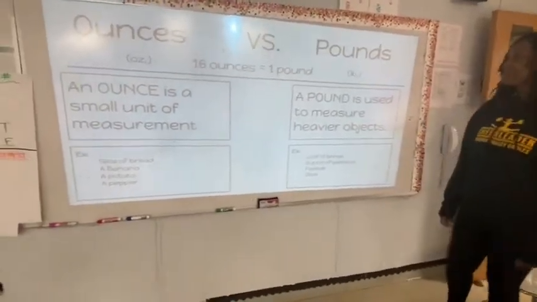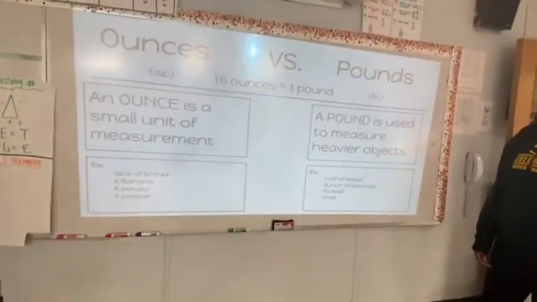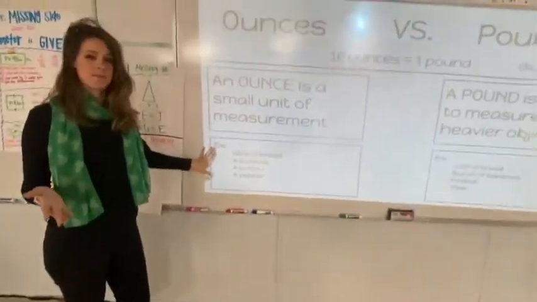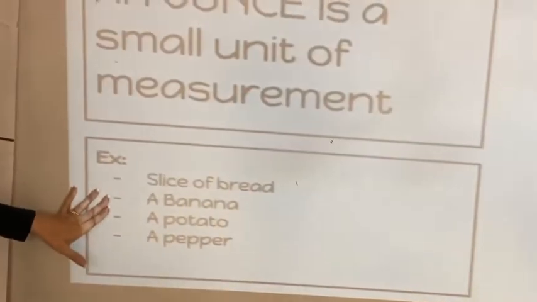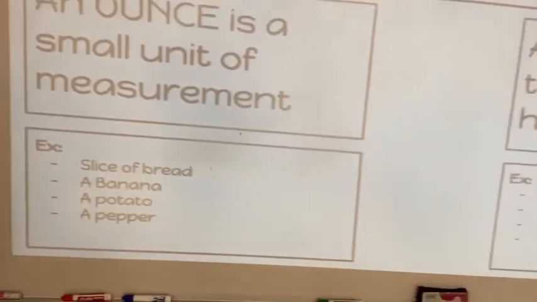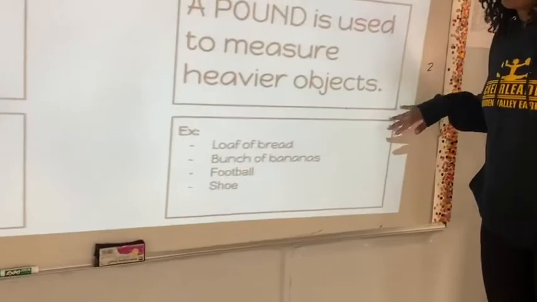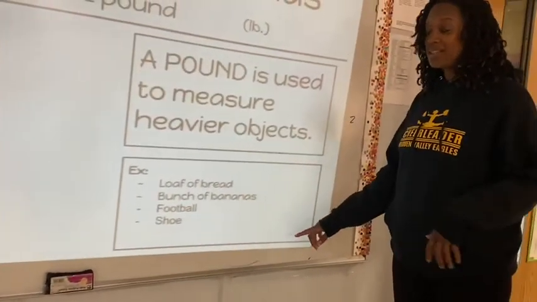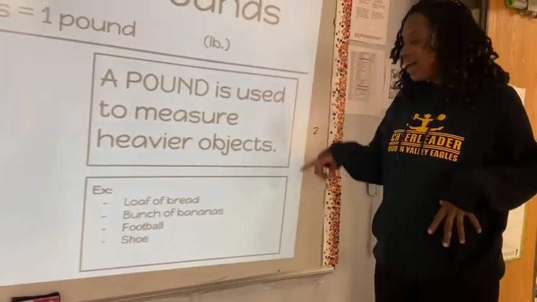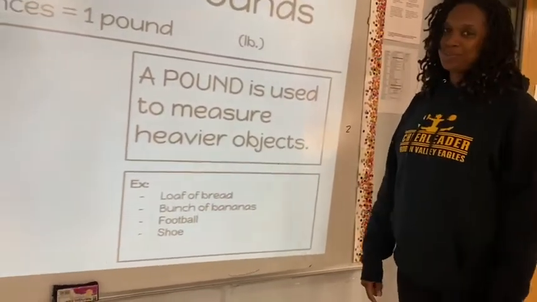All right? So ounces versus pounds. An ounce is a small unit of measurement. Example: a slice of bread, a banana, pretty light, a potato, a pepper. A pound is used to measure heavier objects. Like you will see Miss Allen's name on here. Like a loaf of bread, a bunch of bananas, a football, and a shoe.